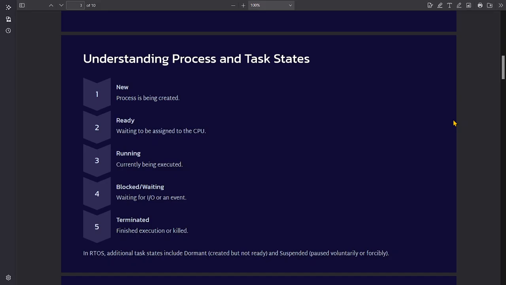In real-time systems, there are additional states like dormant, which means created but not ready, and suspended, indicating a pause state either voluntarily or by system force. These extra steps help RTOS manage time-sensitive behaviors more effectively.